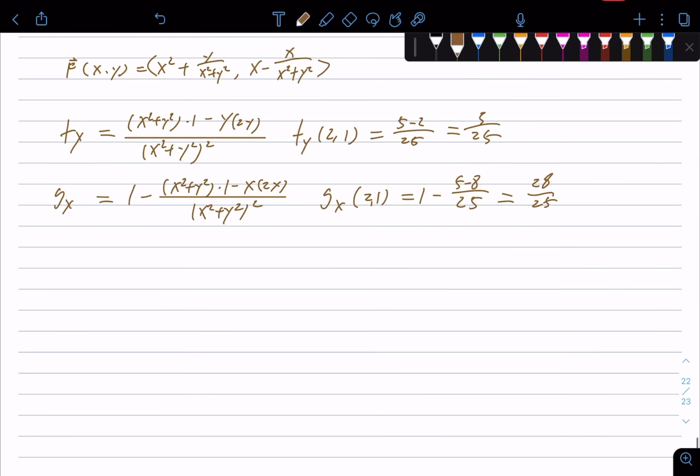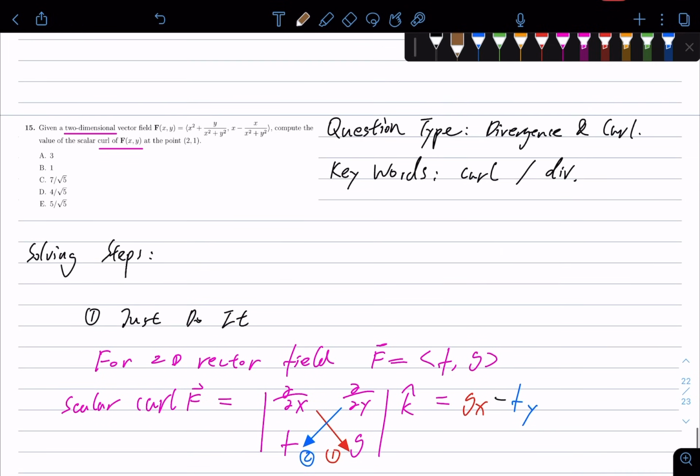So Gx minus Fy equals 1. And that is the correct answer to question number 15.